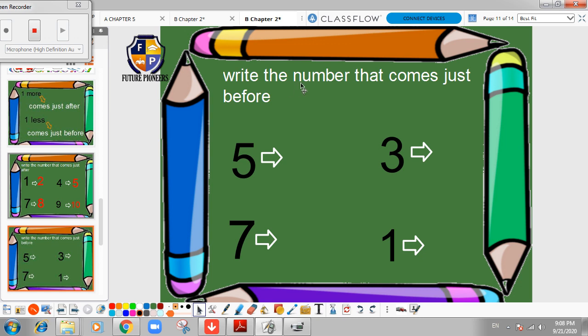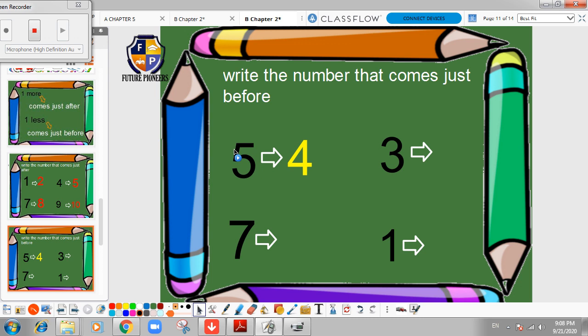Write the number that comes just before. Just before means one less. Here I have number 5. So what's the number that comes before number 5? Shall I say number 6? Number 6 is the number that comes after number 5, but I need the number that comes before number 5. So number 4 is the number that comes before number 5, because I said 4, 5.